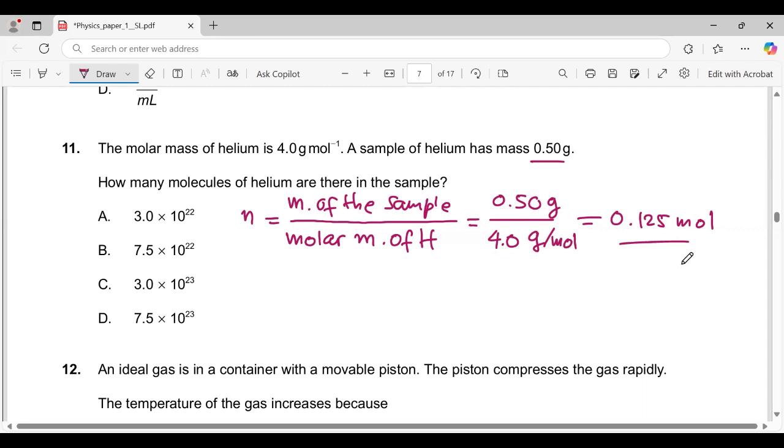Next, number of molecules based on Avogadro's number. Avogadro's number is 6.022 times 10 power 23 molecules per mole.